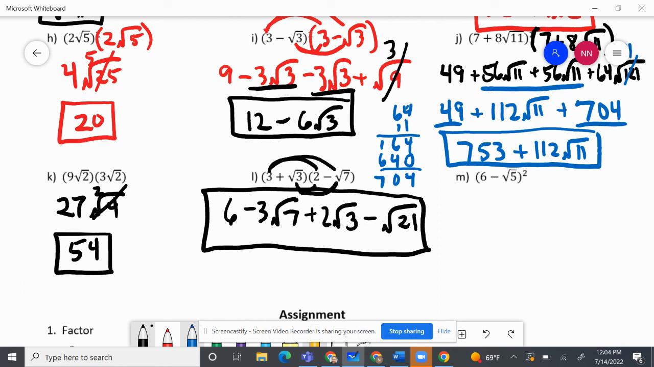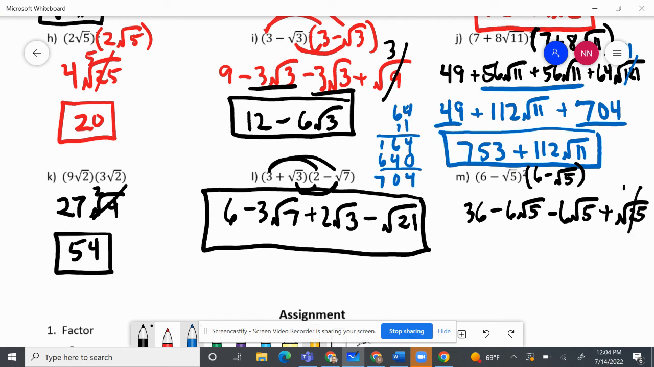For M, we see a squared, so we're going to put 6 minus the square root of 5 twice. We're going to FOIL it. 6 times 6 is 36. 6 times the square root of 5 is negative 6 square root of 5. Negative square root of 5 times 6, once again, is negative 6 square root of 5. And square root of 5 times square root of 5 is square root of 25. We know that the square root of 25 is 5. 36 plus 5 gives us 41. And then that gives us negative 12 square root of 5.